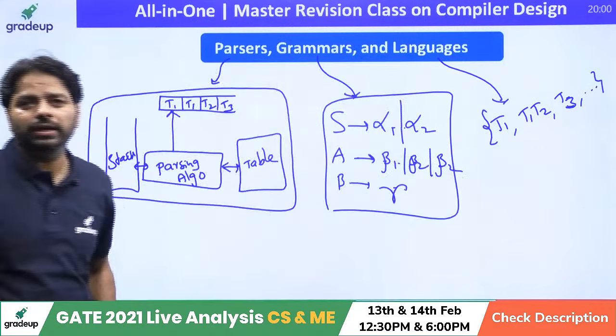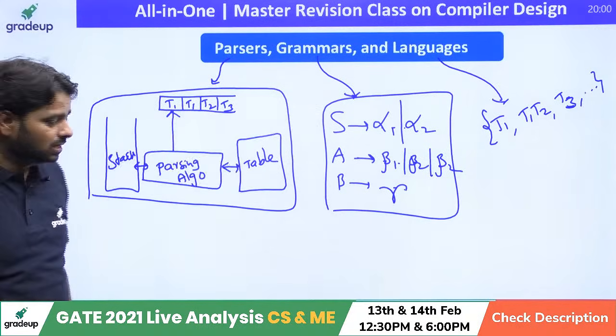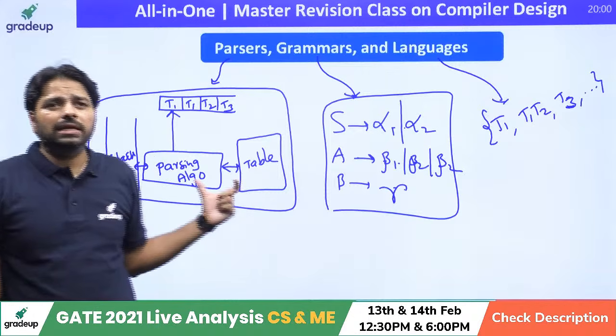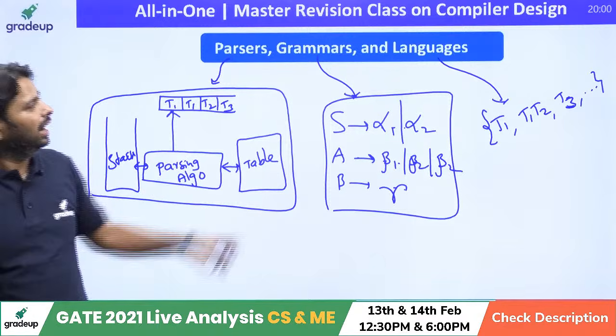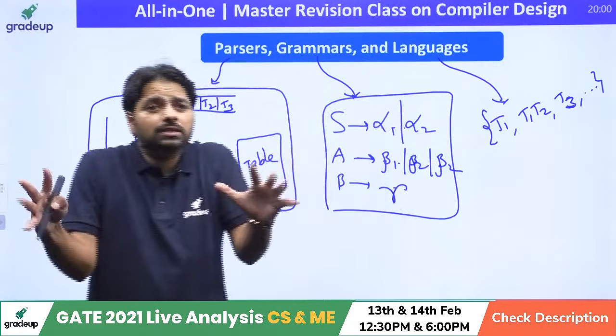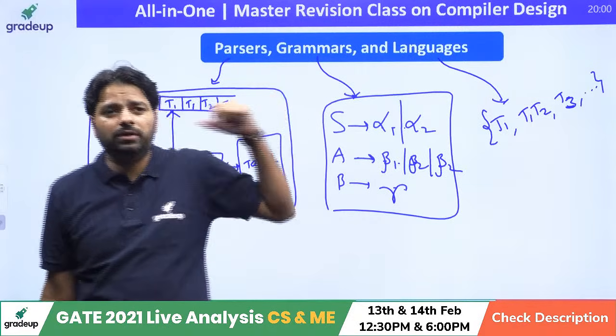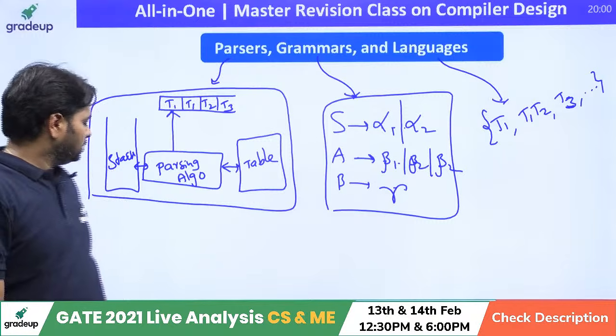In the exam there are so many questions on these parsers, grammars and languages. Everybody clear? A parser is the combination of stack, table and algorithm, grammar is a set of productions, and language is a set of strings, which we call tokens in this chapter. Are you clear? Yeah. So let's move on.